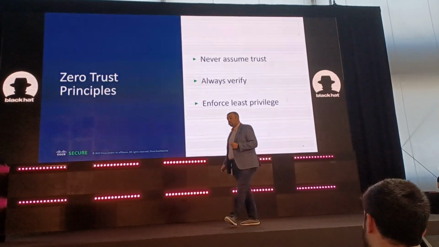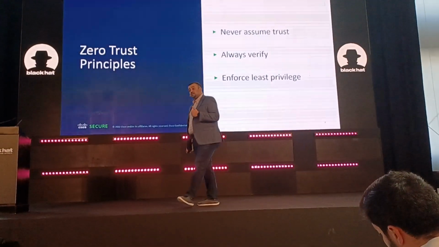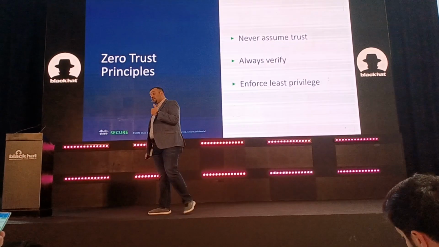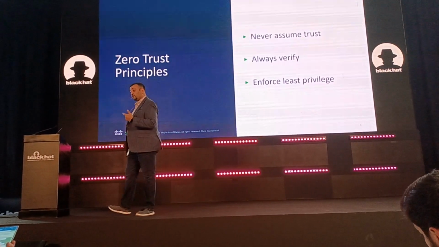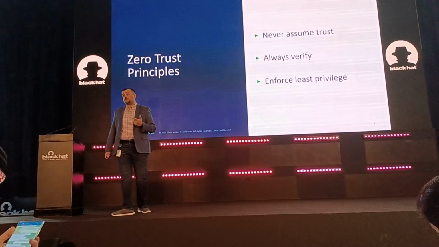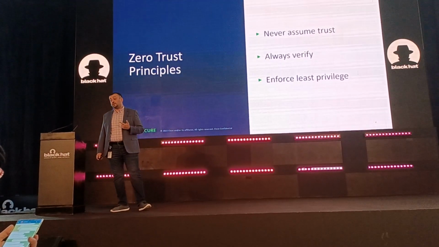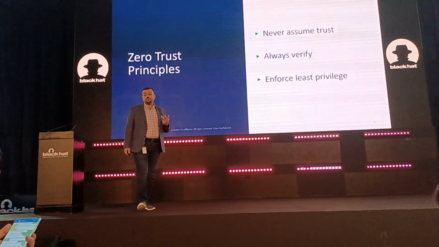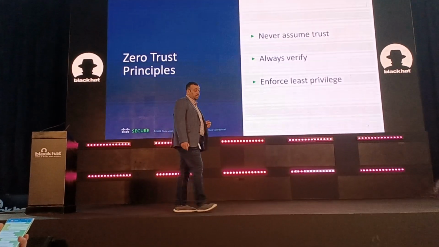Let's say, based on the principle, we can say that zero trust means never assume trust. This is point number one. Point number two, always verify or continuously verify. And the last thing is to enforce the least privilege.